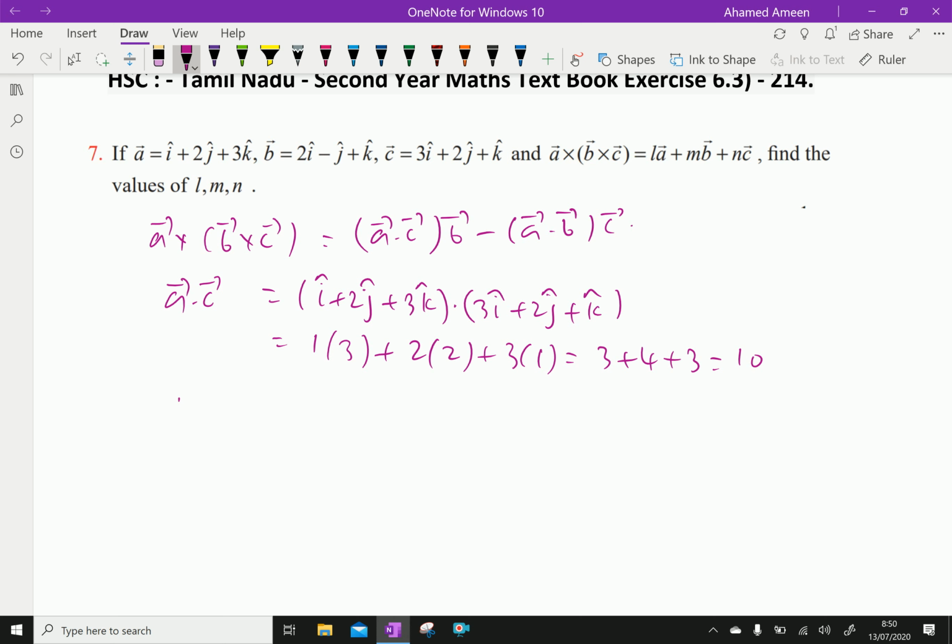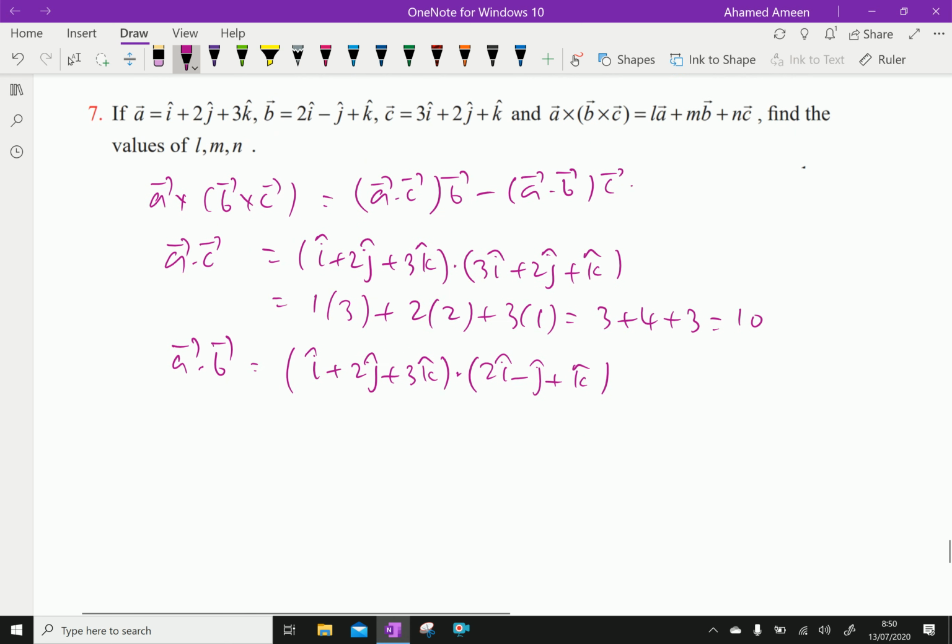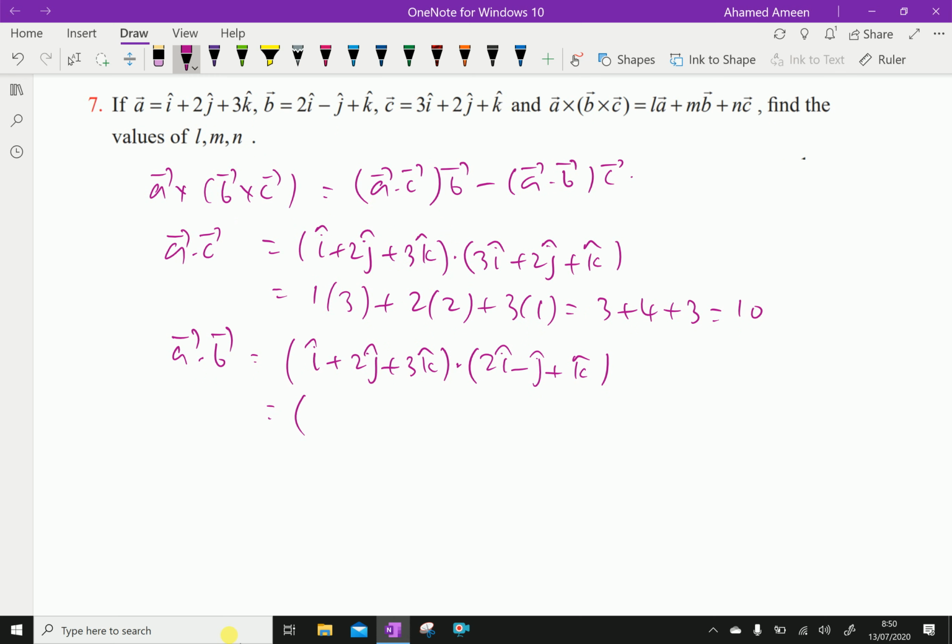Likewise, we find A dot B. A is i plus 2j plus 3k dot B, which is 2i minus j plus k. The respective coefficient multiplication is 1 into 2 plus 2 into minus 1 plus 3 into 1, equal to 2 minus 2 plus 3, which equals 3.